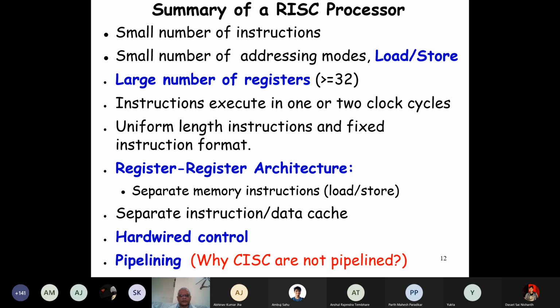And we have not only cache, but also separate instruction and data cache. There is a separate cache for instruction and a separate cache for data. The advantage of having separate instruction and data caches is that we might be able to fetch an instruction from one cache, and while writing to the data cache, we are also fetching the next instruction. So parallelism is one thing.